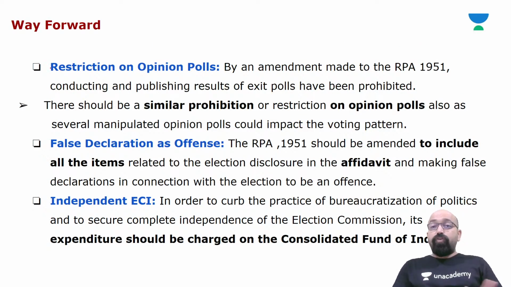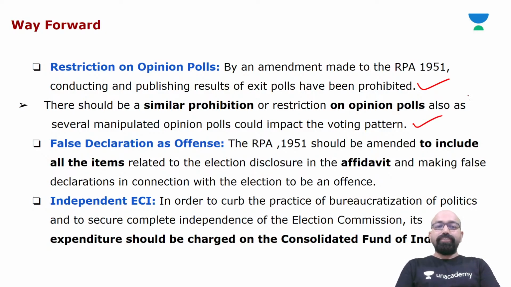Now, along with the way forward of RPA's acts, which is restrictions on opinion polls. By amendment made to the RPA 1951, the conducting and publishing of results of exit polls have been prohibited, and there should be a similar prohibition or restriction on opinion polls, as several manipulated opinion polls could impact the voting pattern.